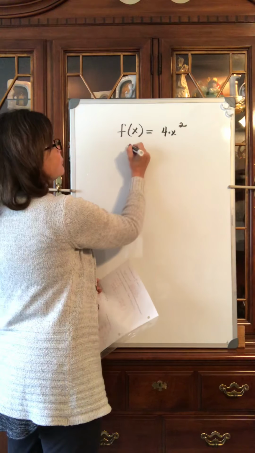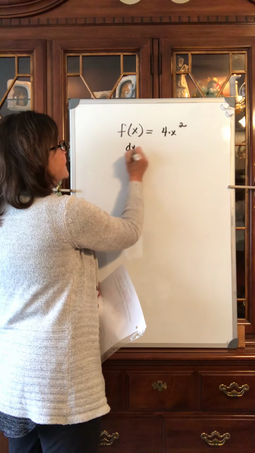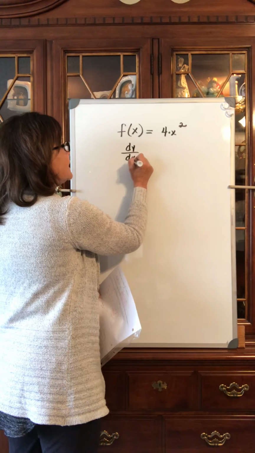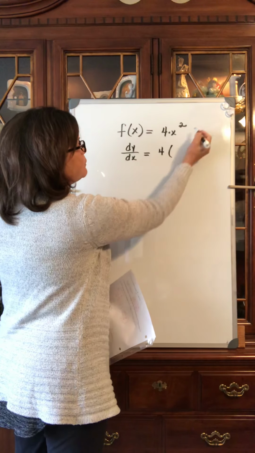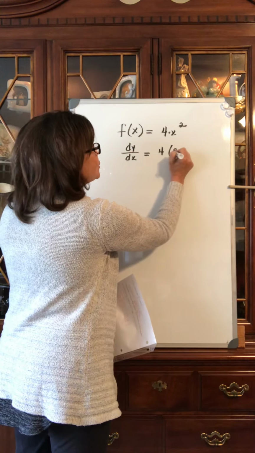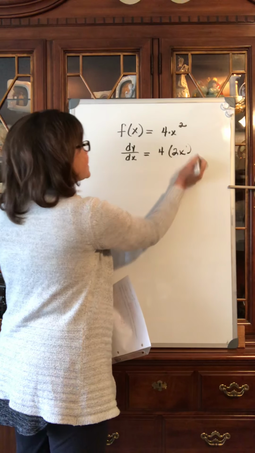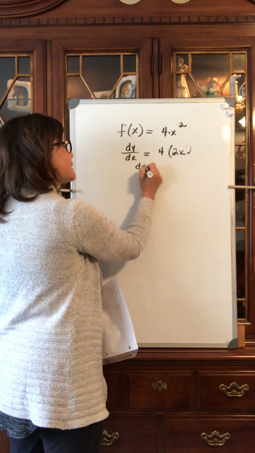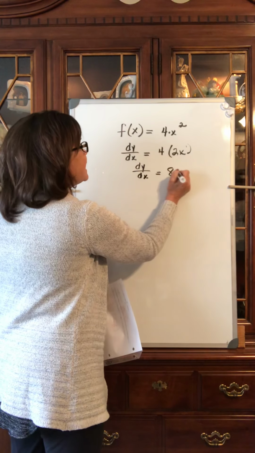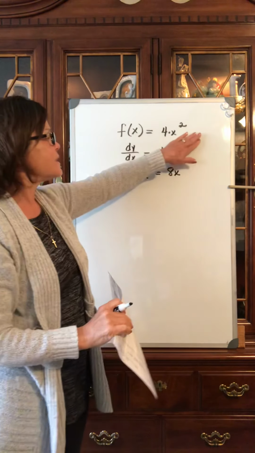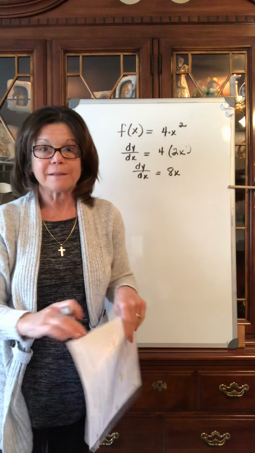You can find the first derivative, dy dx, as saying 4 times the derivative of x squared, which is 2x to the first. So dy dx is equal to 8x. And that's what we would have gotten if we had just done the shortcut rule from the very beginning.